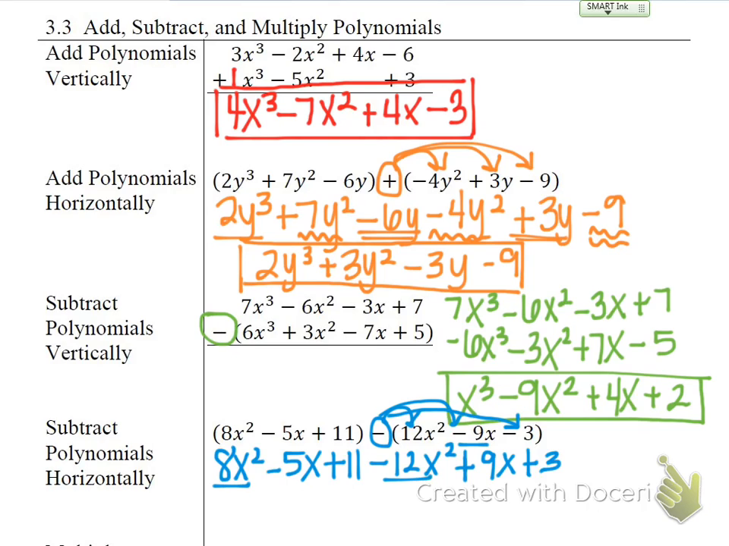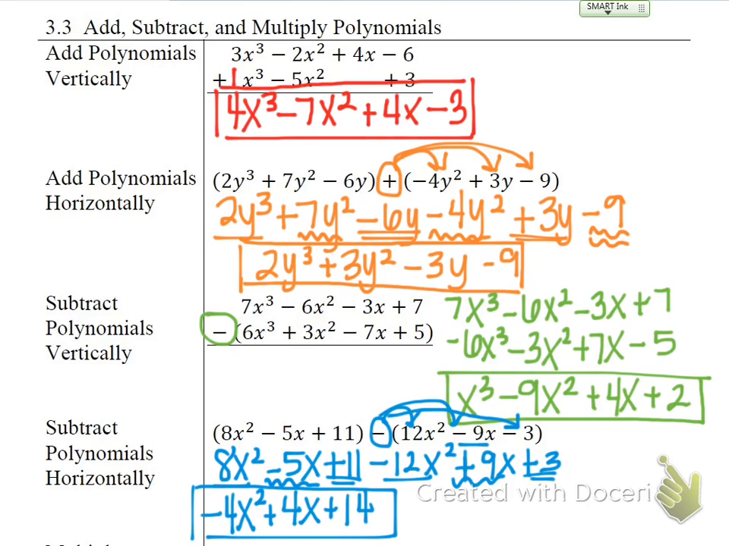8x squared minus 12x squared, what does that give me? Good, negative 4x squared. Negative 5x plus 9x gives me plus 4x. And 11 plus 3 is plus 14. Now, your instructions were not to factor. They were just to add or subtract, so you are done.